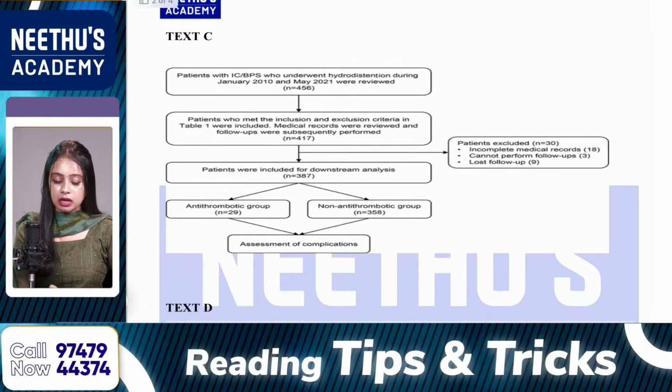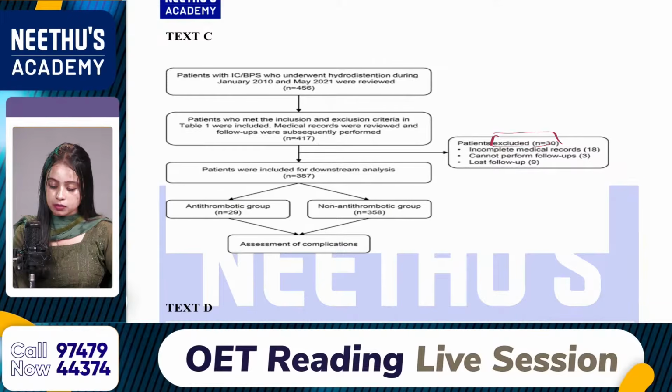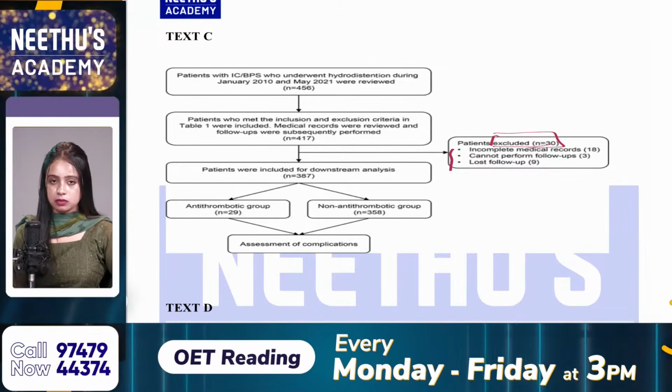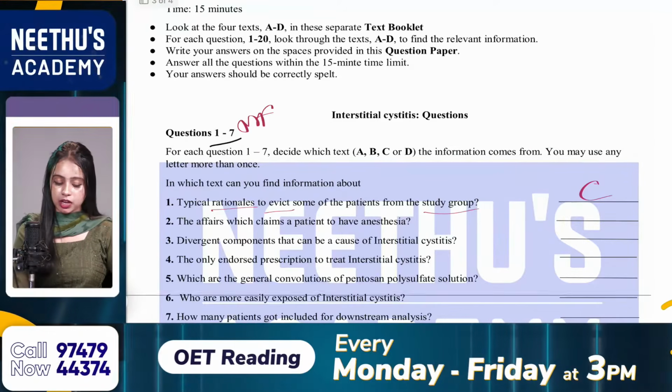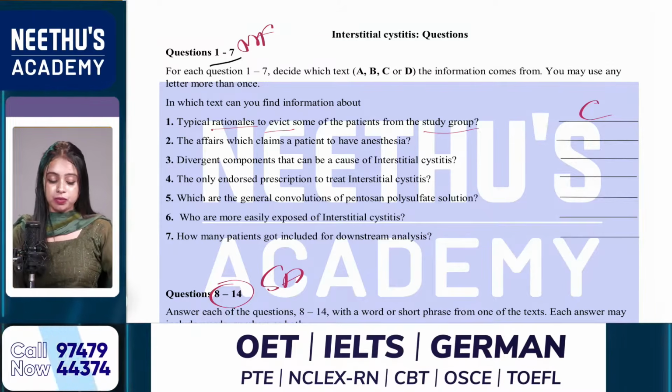As you can see here, avoiding something is mentioned here: patients excluded from the study group because of these reasons. Clear? So that is from C. Very good. Then second one.